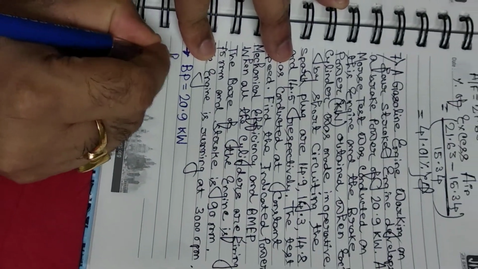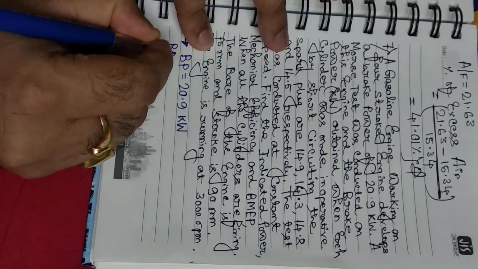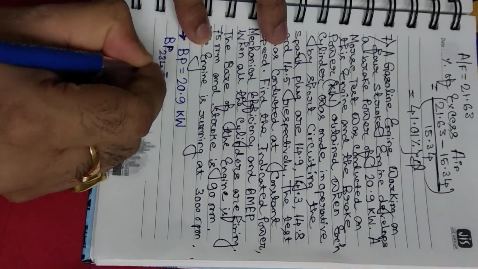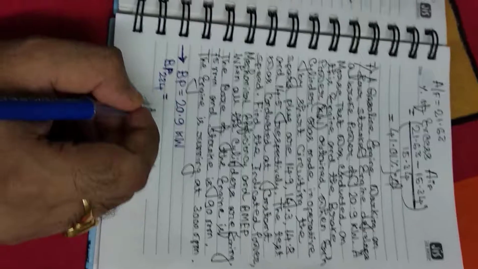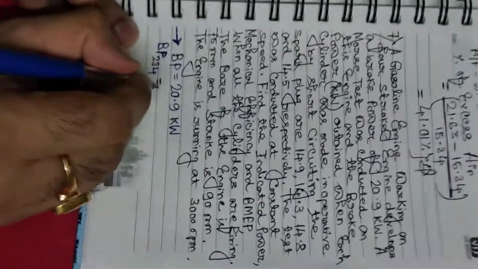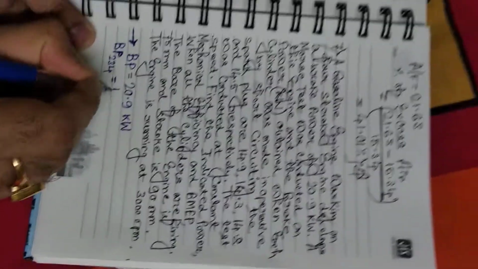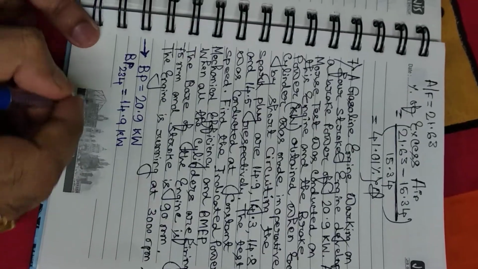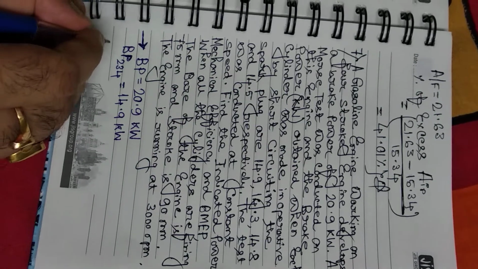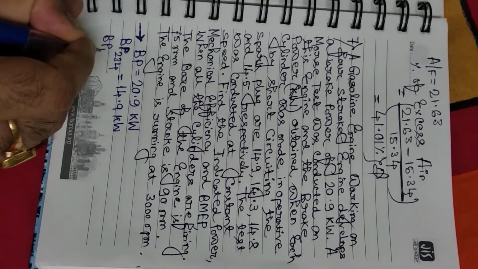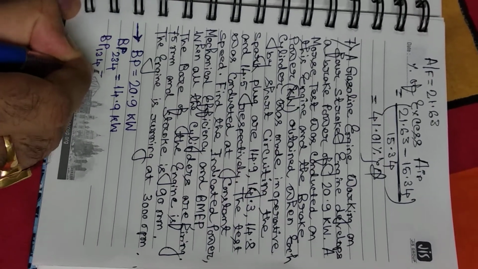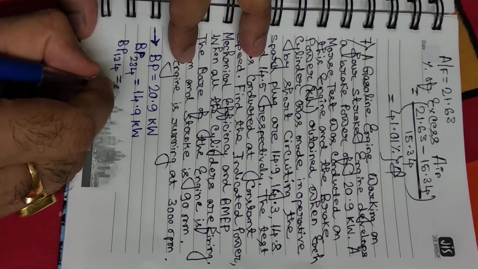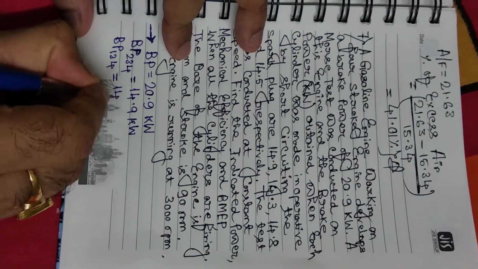So BP 234, when we are short circuiting the spark plug of cylinder number 1, we will obtain 14.9 kilowatt. Similarly, BP 134, when we are short circuiting the spark plug of the second cylinder, it will be 14.3 kilowatt.